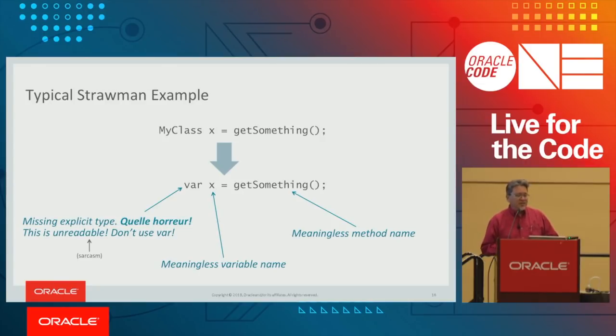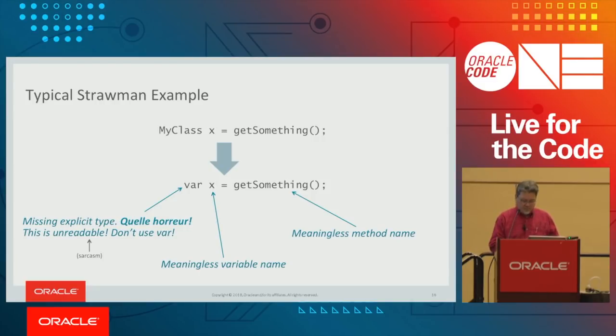Let's look at this declaration. I mean, it's an example. So it uses x. What is that variable name? Well, that's just an example. It has no meaning. What does get something do? What method is that? What return type is it? That doesn't tell us anything either. So if you have my class x equals get something, of course that's terrible code. It's already terrible code regardless of whether you're using var or not.